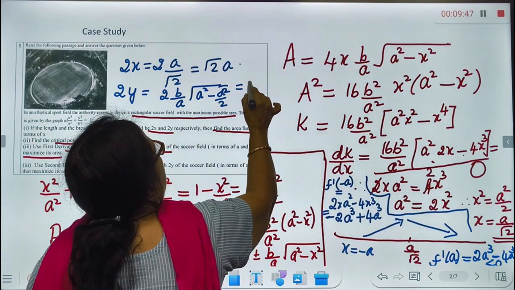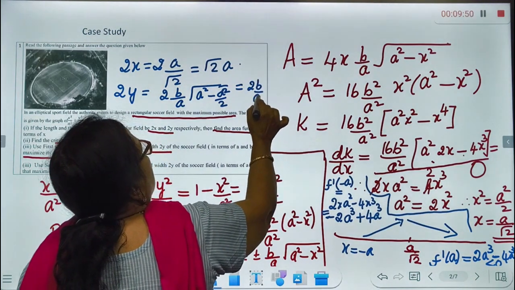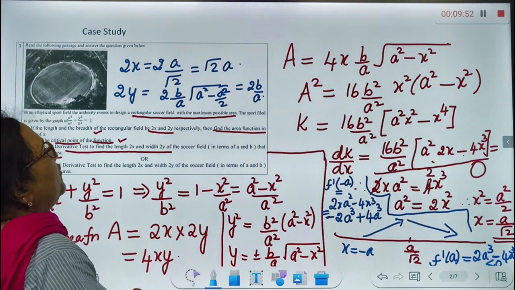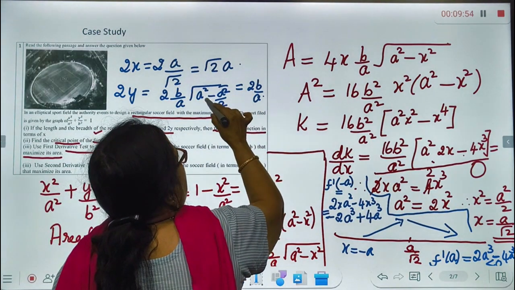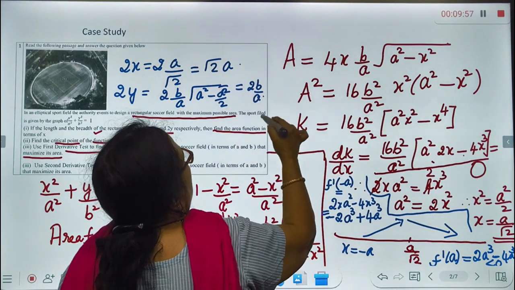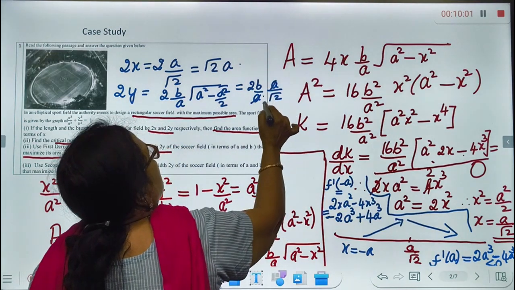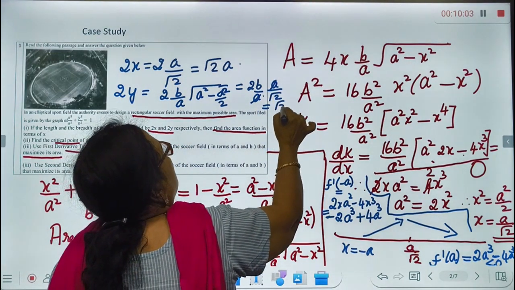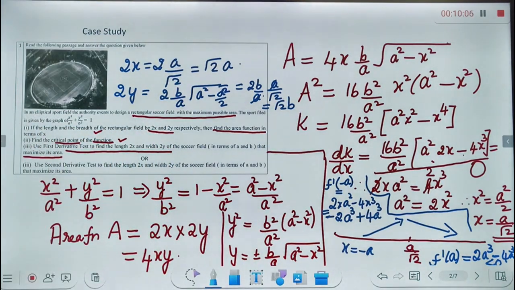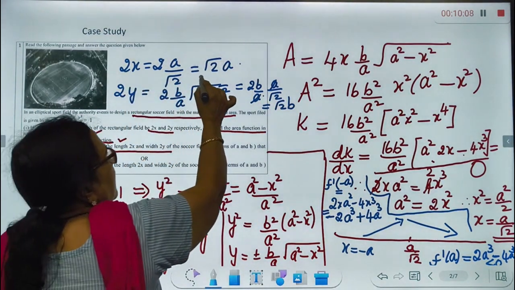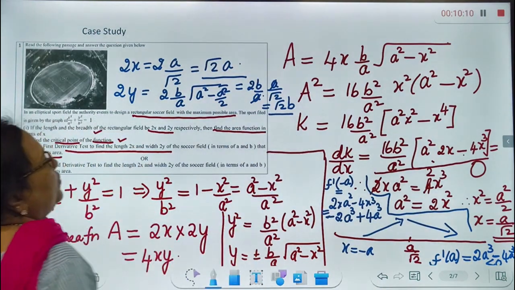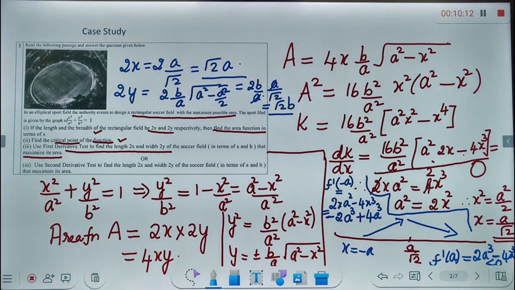So this is 2b by a into root of a square minus a square by 2, which is a square by 2. So if I take root, I will get a by root 2. So you will get root 2b. So 2x is root 2a and 2y is root 2b. Are you able to follow? So those are the values of 2x and 2y in terms of a and b that maximize the area.